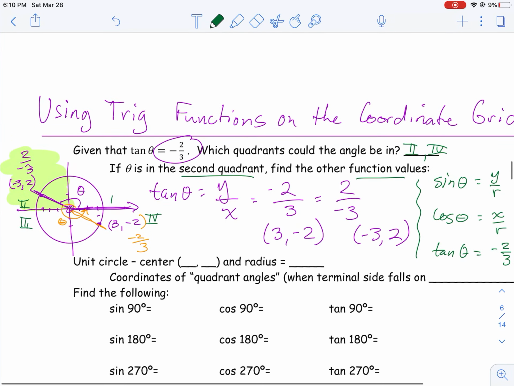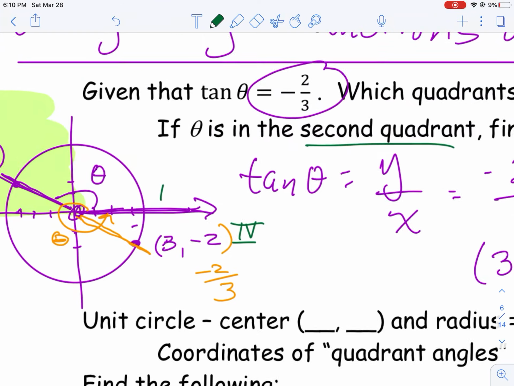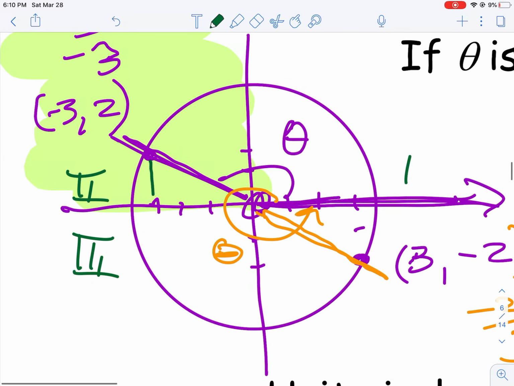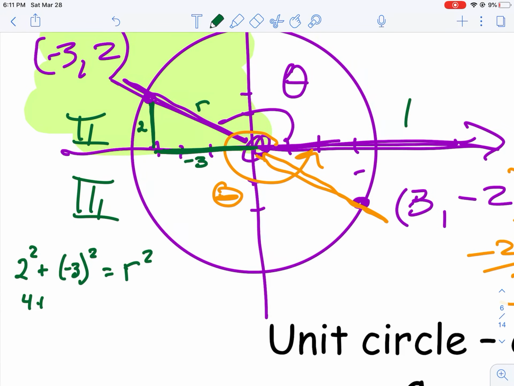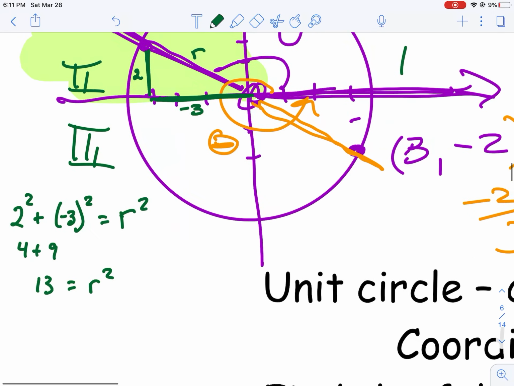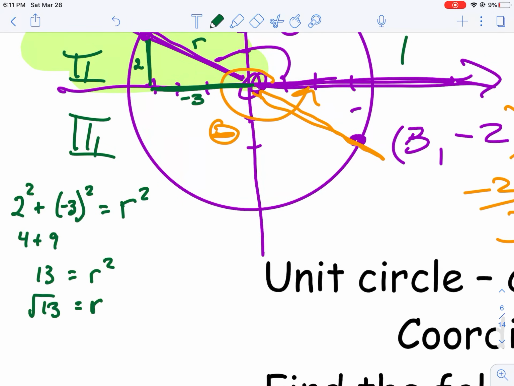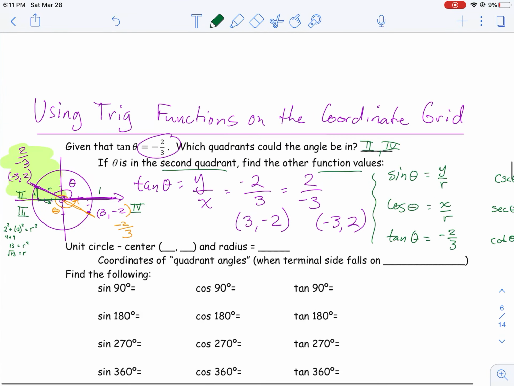We've got an issue, though, for sine. We know y in this quadrant, but we don't know the radius. Hopefully you're remembering that if we zoom in, this is 2, my y value. This is negative 3, my x value. Hopefully you're seeing a radius here that's part of a right triangle, so we can do the Pythagorean theorem. So 2 squared plus negative 3 squared. If you want to keep it negative, you can. It won't matter when we square it. And so this is going to end up with 4 plus 9. 13 is r squared. So r equals the square root of 13.